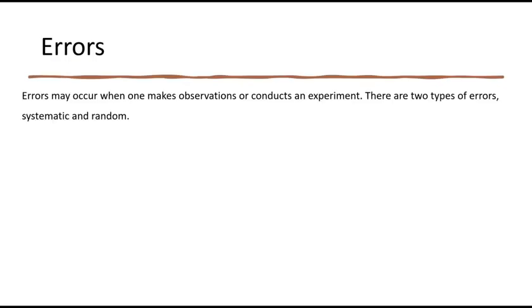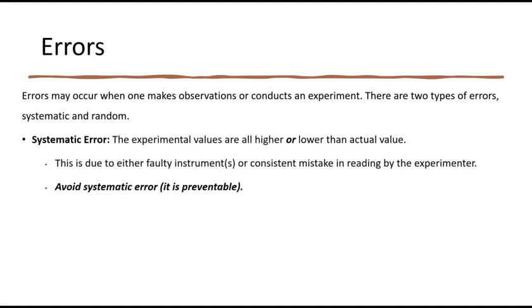Errors. Errors may occur when one makes observations or conducts an experiment. There are two types of errors, systematic and random. Systematic error occurs when the experimental values are all higher or all lower than the actual value. This is either due to faulty instruments or consistent mistakes in reading by the experimenter. We must avoid systematic error because it is preventable.